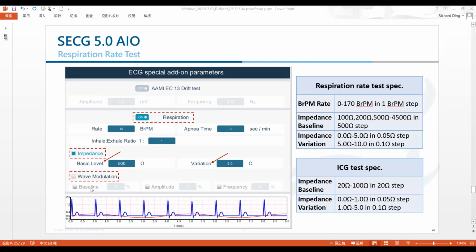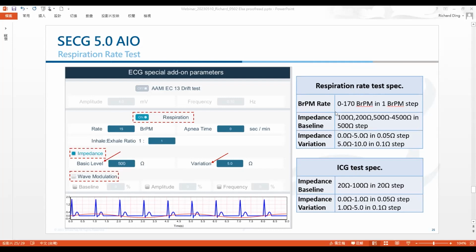Okay, for the modulation here, you can see the baseline modulation, amplitude modulation, and the frequency modulation. The maximum variation we can set up to 16% modulation. Okay, and for the respiration rate test, I just set the ECG test with a different impedance range compared with the respiration rate.